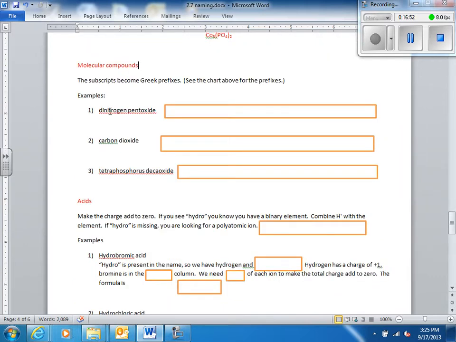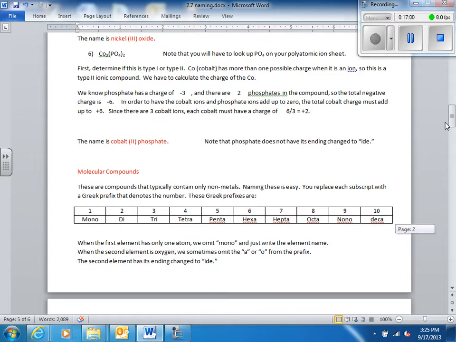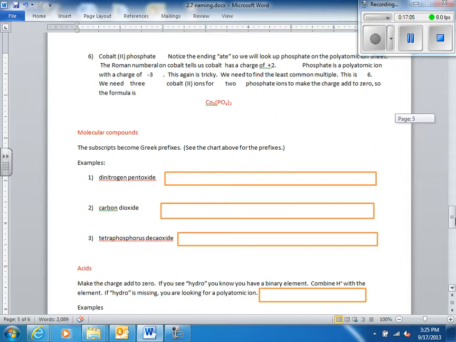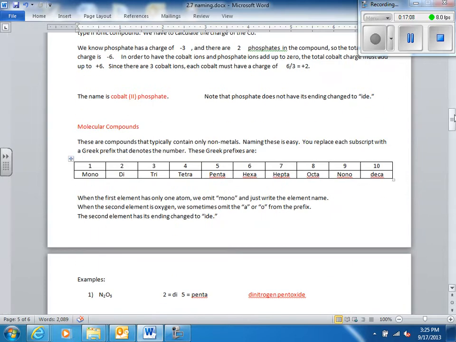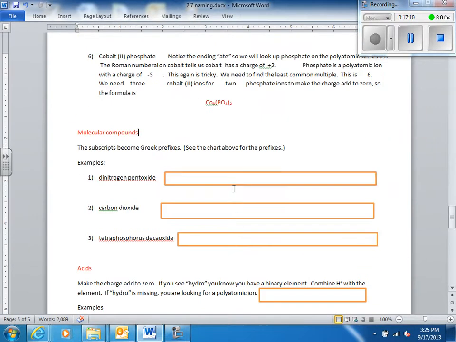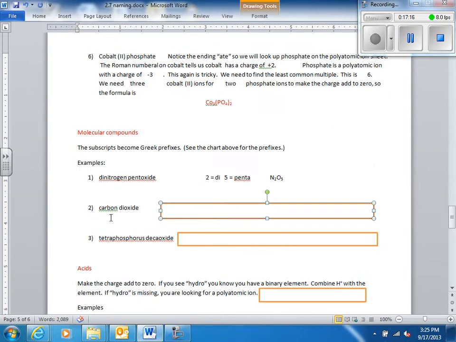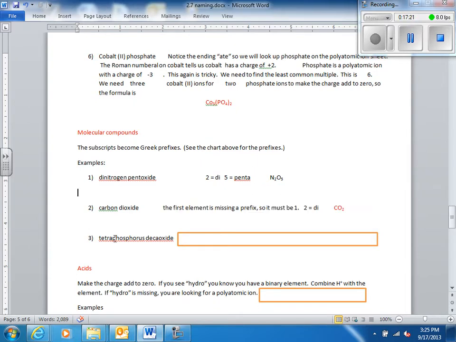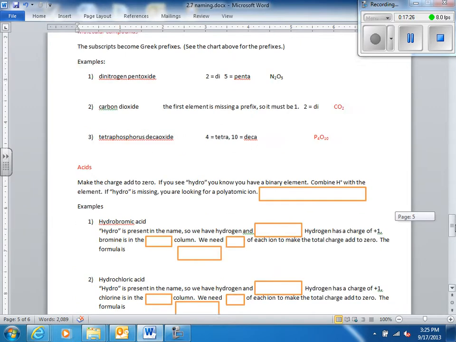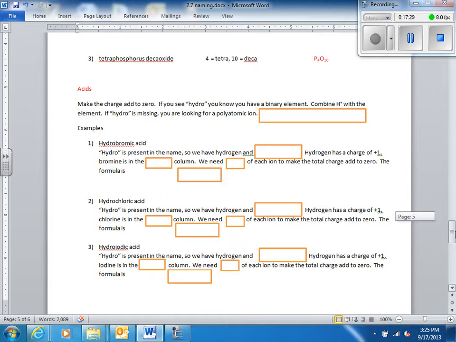Okay, molecular, super easy. The prefix tells you how many. So di means 2. You look in that chart that we had right here. Di is 2. Tetra is 4. Was there a 4 there? No, penta. Penta is 5. So we have N2O5. Carbon dioxide, 1 carbon, because there's nothing there. Di is 2, so it's CO2. Tetra, look it up. Deca, look it up. P4O10. Okay, and finally, the acids.